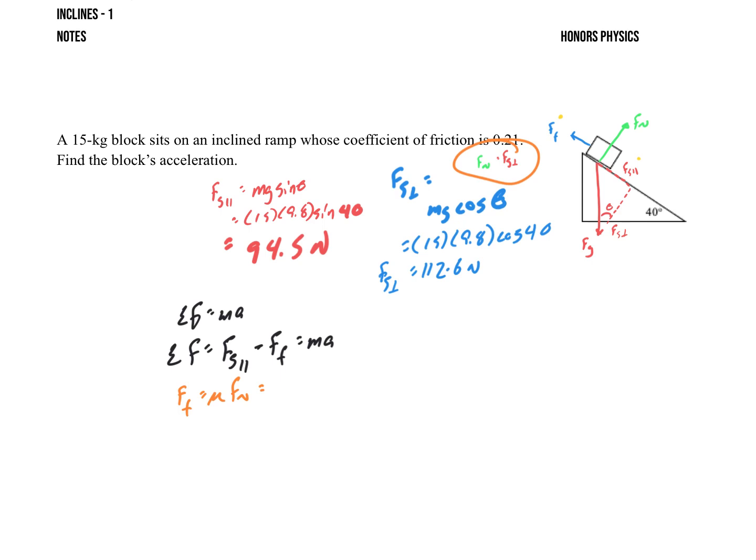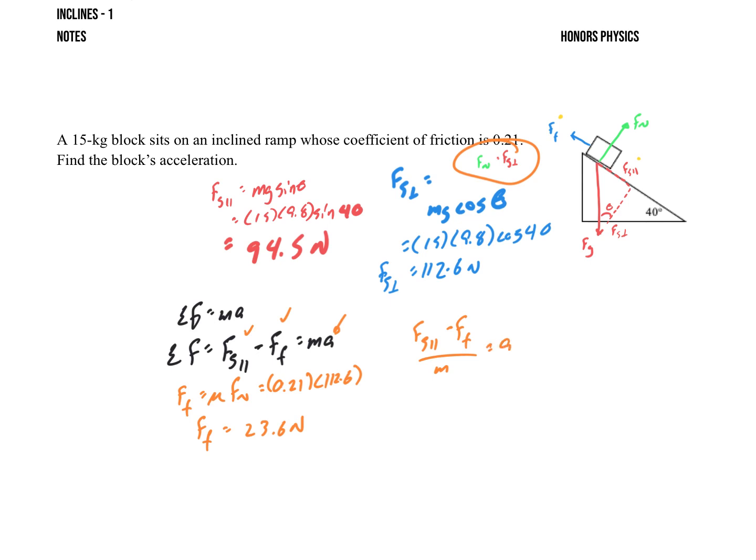And so my mu was 0.21, and I figured out what my perpendicular force was already. So my frictional force in this problem is about 23.6 newtons. Now that I know my frictional force and my parallel force, I have enough information to solve for acceleration. So it's the parallel force minus the frictional force over mass, which should give me the acceleration.